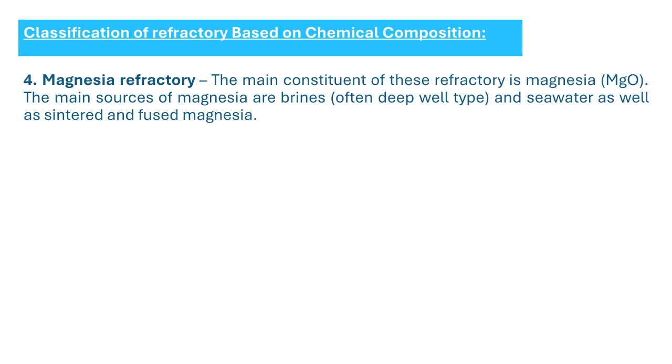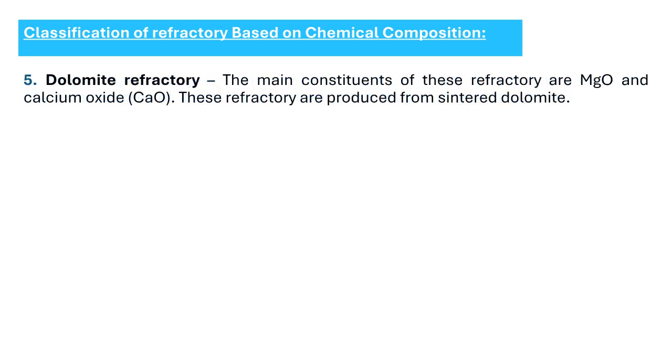In short, magnesia refractories are a cornerstone material for steel furnaces and other basic slag applications, provided they are carefully protected from moisture. Now let's talk about dolomite refractories. These refractories are made from magnesium oxide and calcium oxide, produced from sintered dolomite, a mineral that naturally contains both magnesium and calcium. Like magnesia refractories, dolomite refractories are classified as basic refractories, which means they perform well in alkaline slag environments.